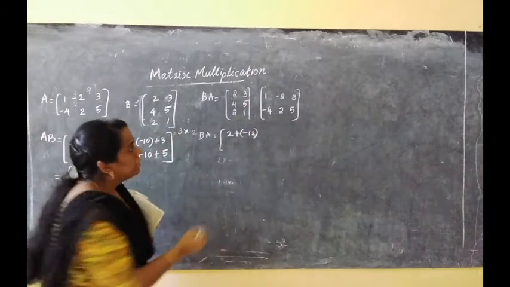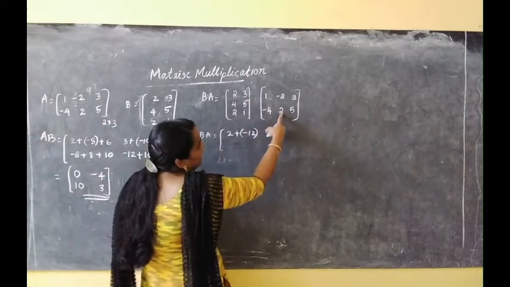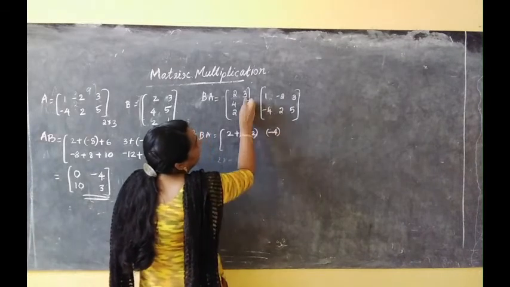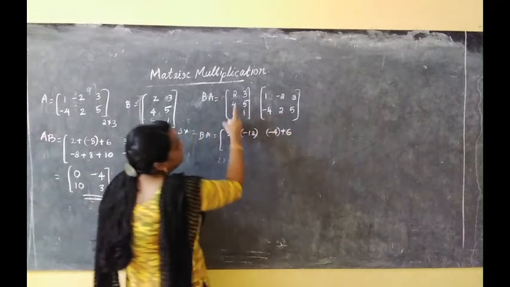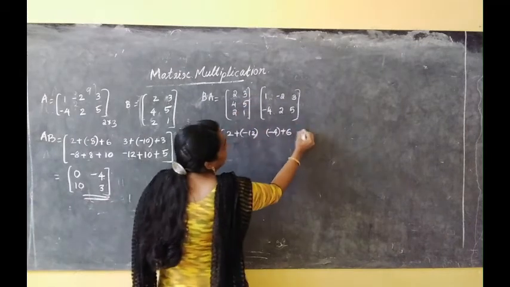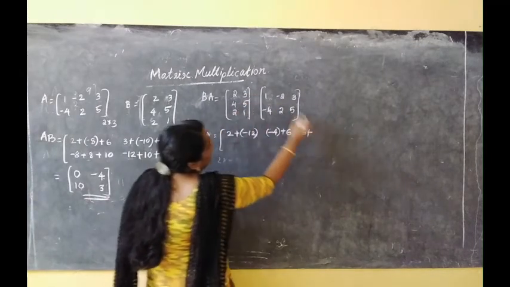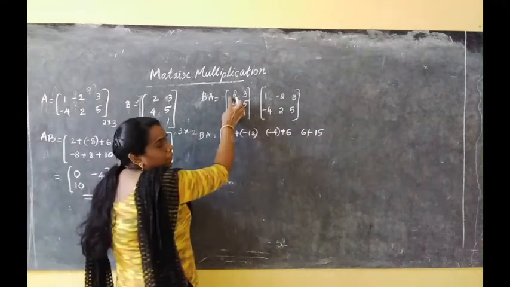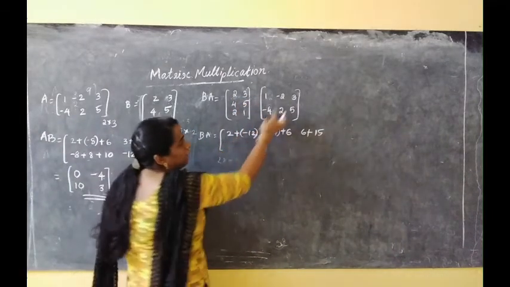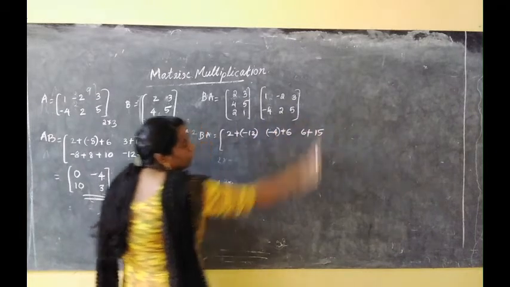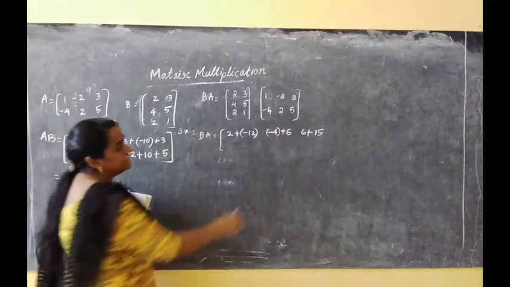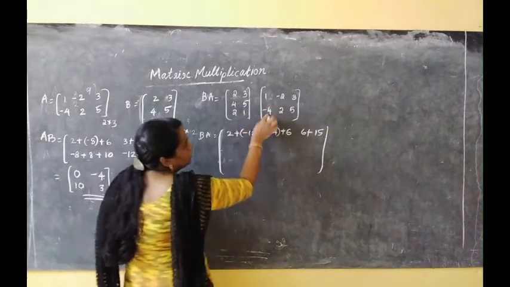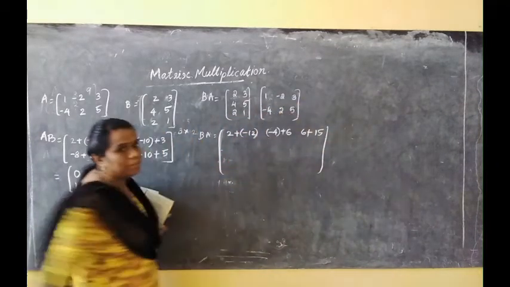That is the first element. Then first row by second column: 2 into minus 2, minus 4. Then 3 into 2, 6. Then next, 2 into 3, 6. Plus 3 into 5, 15. I hope you understood this. First row: first column multiplying, second column multiplying, third column multiplying. Then second row: first column, second column, third column.